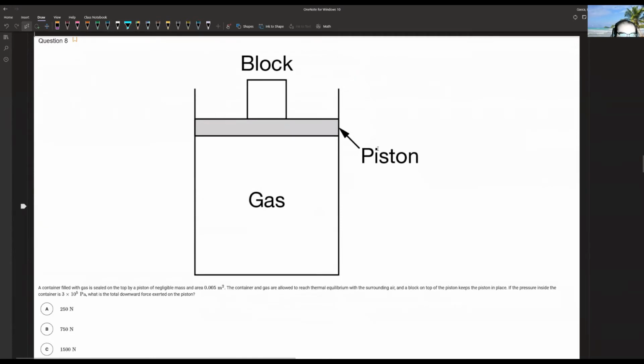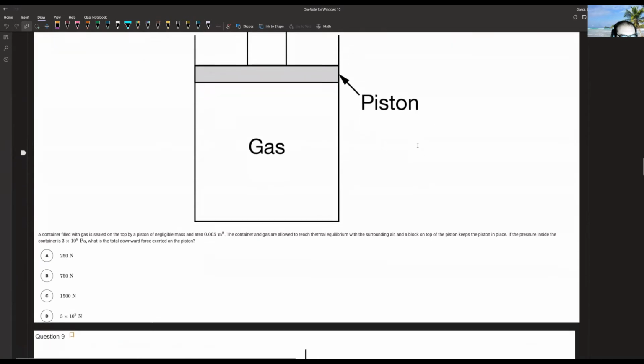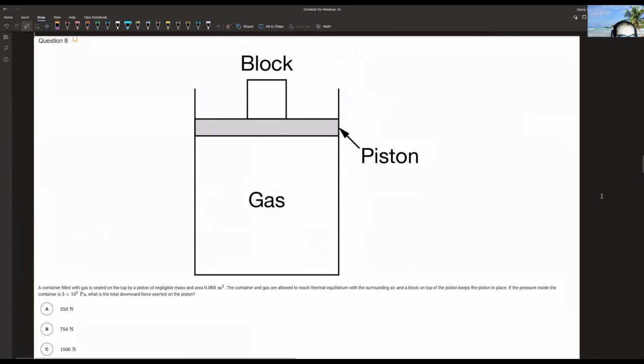All righty, here's question 8. We have a block, some gas, and a piston. A container filled with gas is sealed on the top by a piston of negligible mass and area. And they give us the area. The area is, what is this?